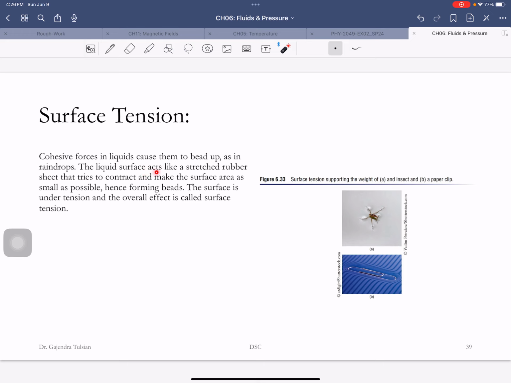So the liquid surface acts like a stretched rubber sheet that tries to contract and make the surface area as small as possible. Cohesive force in liquids causes them to bead up, as in raindrops. To minimize energy, you want to minimize the surface area. So the liquid surface acts like a stretched rubber sheet that tries to contract and make the surface area as small as possible, forming beads. The surface is under tension, and the overall effect is called surface tension.